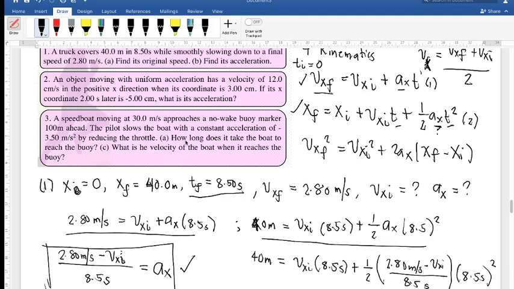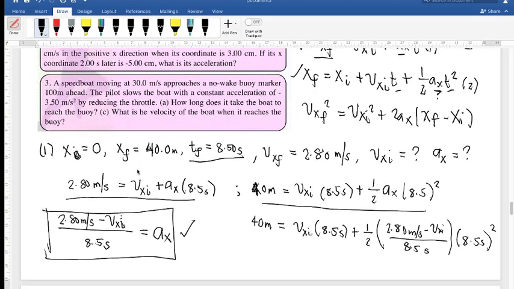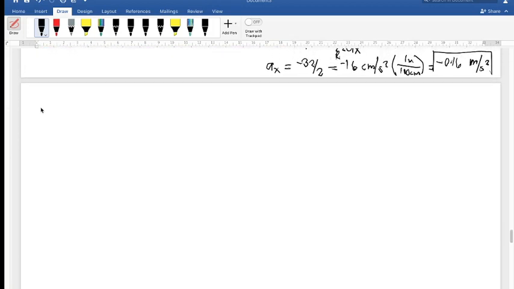Okay, so how long does it take the boat to reach the buoy, and what is the velocity of the boat when it reaches the buoy? Okay, buoy. A speedboat moving at 30 meters per second, so we have to put all the known values here.